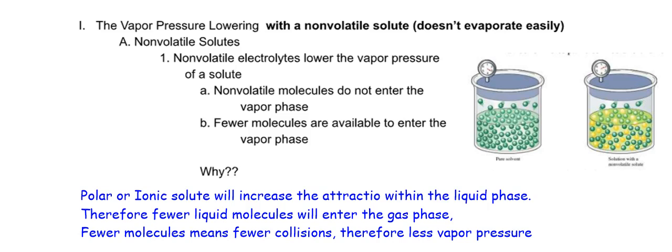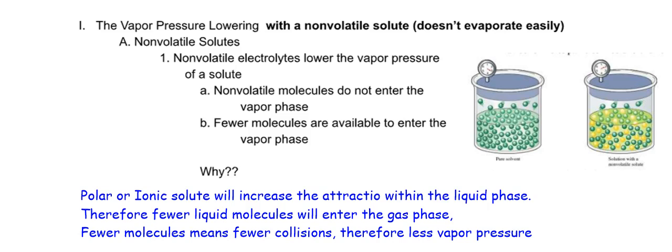So if you have more attraction in the liquid phase, you're going to have fewer of these molecules evaporate. Okay, so if you have fewer liquid molecules evaporating, that means you have fewer collisions, you have less pressure in the vapor phase. Okay, so that is why it lowers.